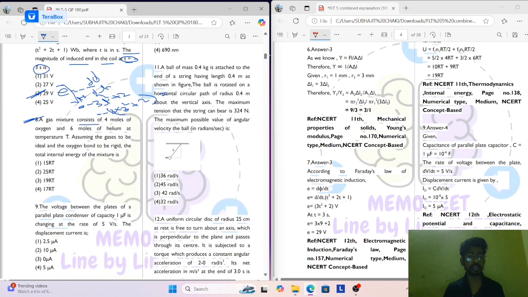A gas mixture contains 4 moles of oxygen and 6 moles of helium. 4 moles of oxygen means diatomic. Helium means it is an inert gas, means monoatomic. At temperature T, assuming the gases to be ideal, the oxygen bond to be rigid, the internal energy of the mixture.